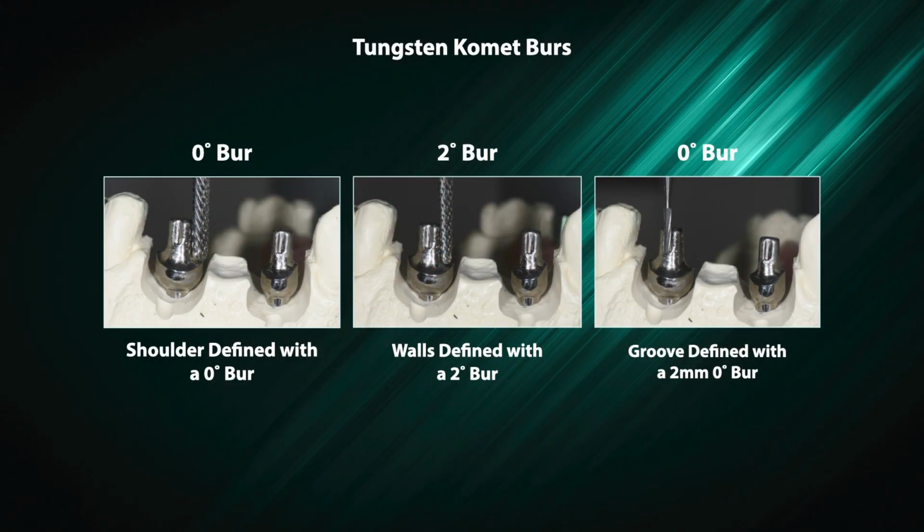From left to right, the shoulder is defined using a 0-degree tungsten comet burr. The abutment wall is being defined using a 2-degree tungsten comet burr, and the abutment groove is being defined using a 2 mm 0-degree tungsten comet burr.